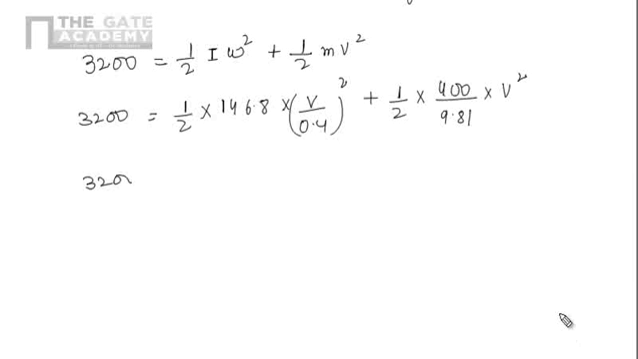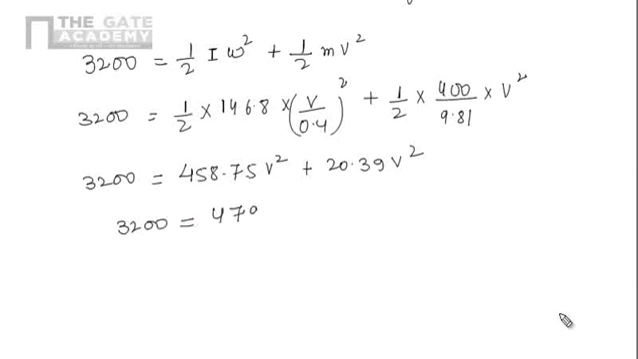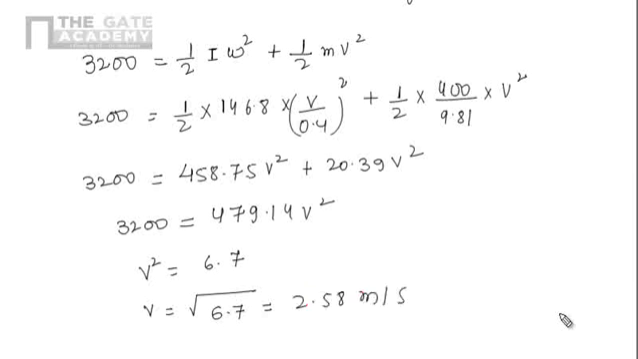So now 3200 we are having, if we calculate this, we have 458.75 V square plus 20.39 V square. So now we have 3200 equals 479.4 V square. So V square will be 6.7. So V will be the square root of 6.7. We will get 2.58 meters per second. So that is the linear velocity of the block.